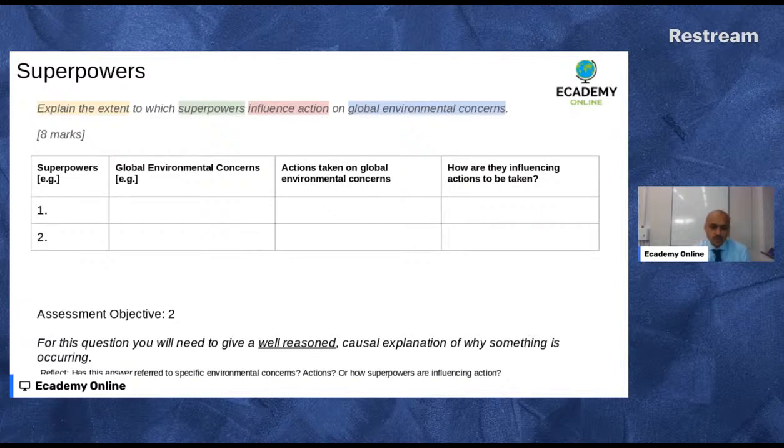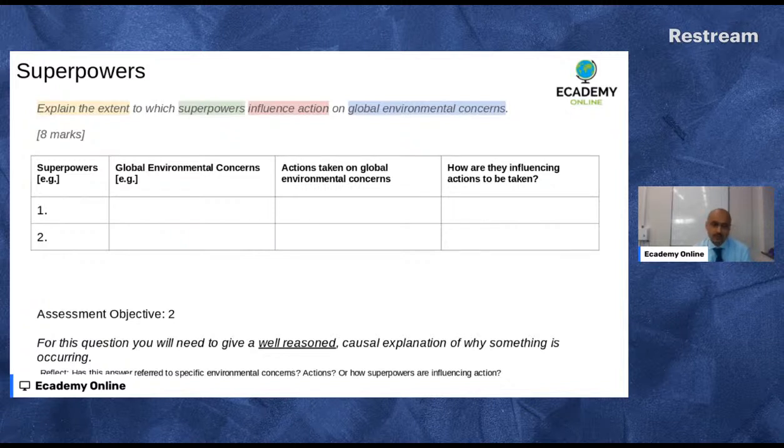So remember, for this question, you'll need to give a well-reasoned causal explanation on why something is occurring. Okay? And remember, to what extent needs to be answered by the end of the question. So you must be saying to a large extent or to a small extent, it is or it's not.